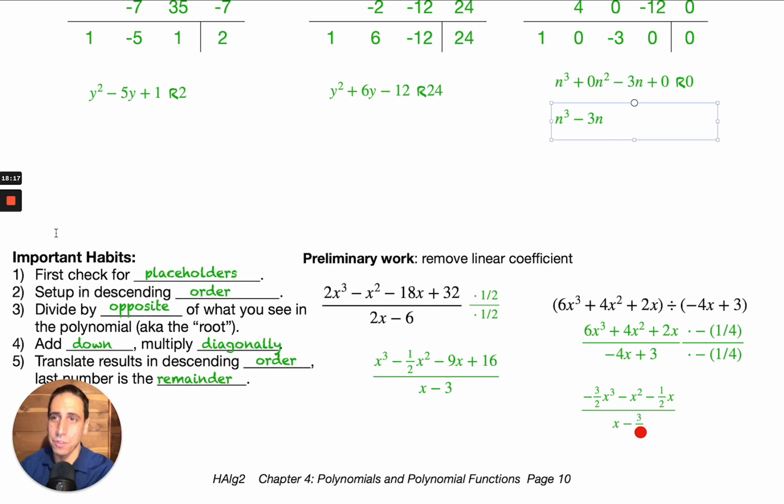Just like before, you've got to make sure you first check for placeholders. Then you set up in descending order, like we did before. Divide by the opposite of what you see in the polynomial, like I've been calling it the root. So here that you see minus 3, you actually put on this synthetic division on the outside a positive 3. You add when you're going down and you multiply diagonally. And then lastly, you got to make sure you translate the results in descending order. And the last number is the remainder.